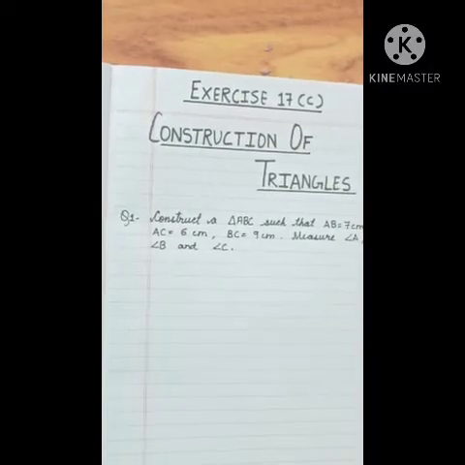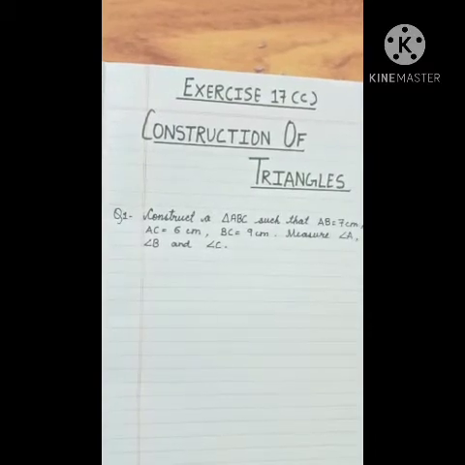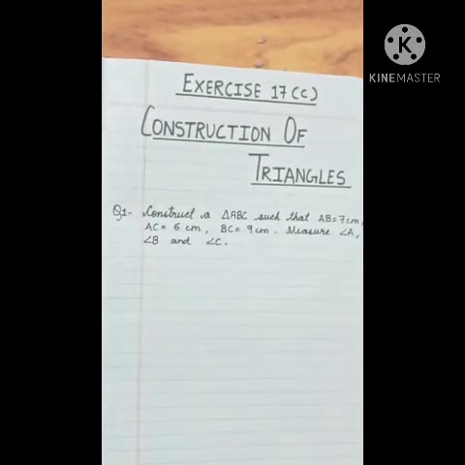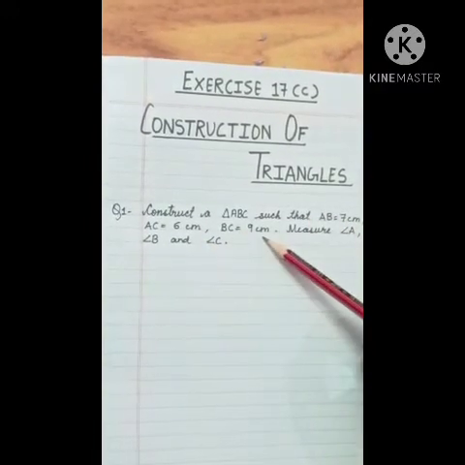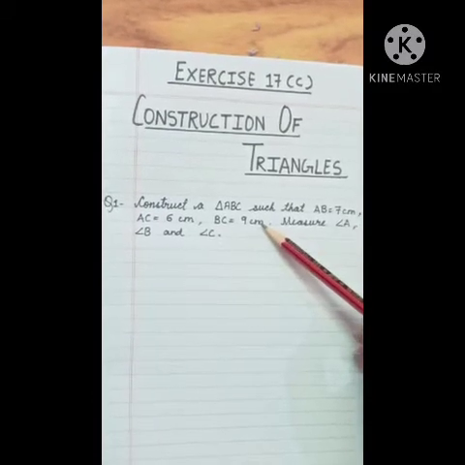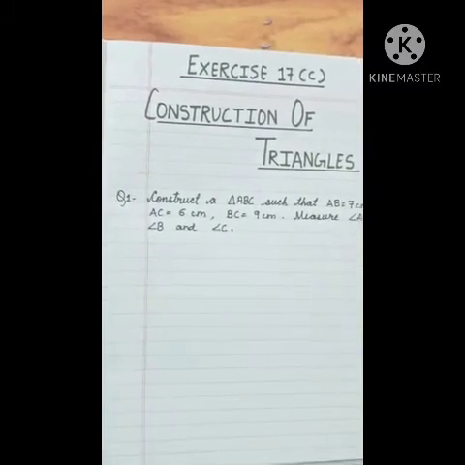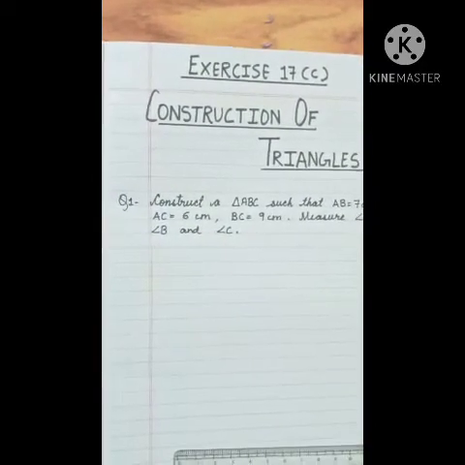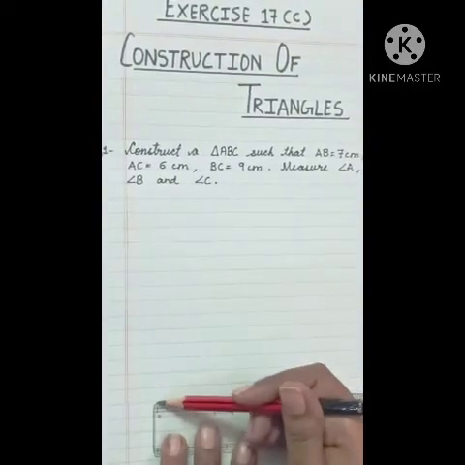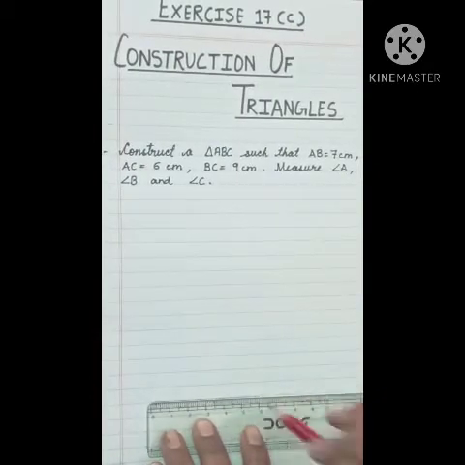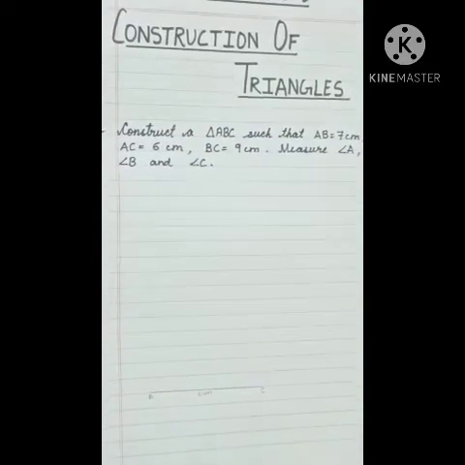So, to construct a triangle, first we draw a line segment. We take the smallest line segment. Here you can see this is 7 cm, this is 6 cm and this is 9 cm. So, first we draw the smallest line segment, that is 6 cm. The AC is 6 cm. So, we draw here 6 cm. This is AC and this line segment is of 6 cm.